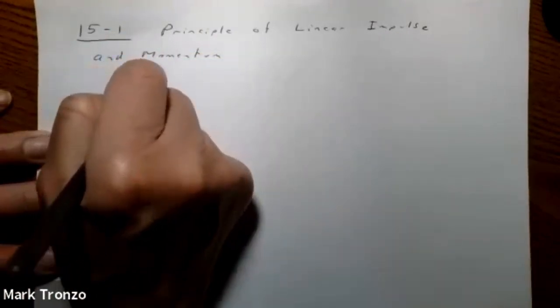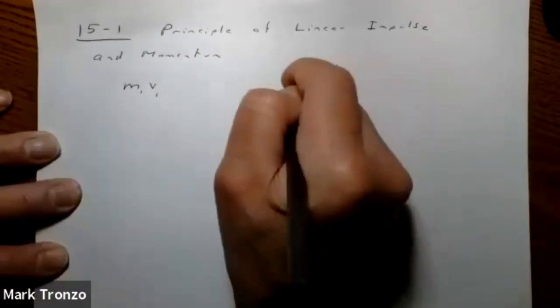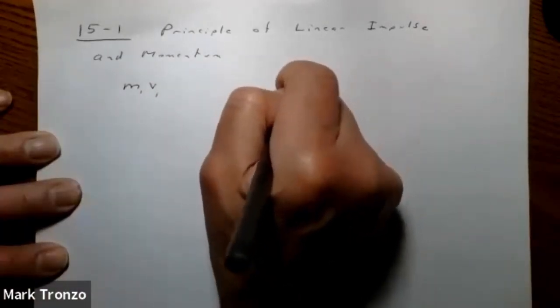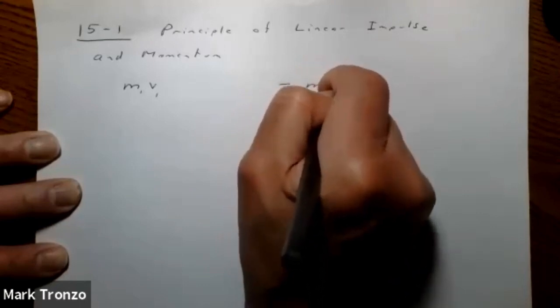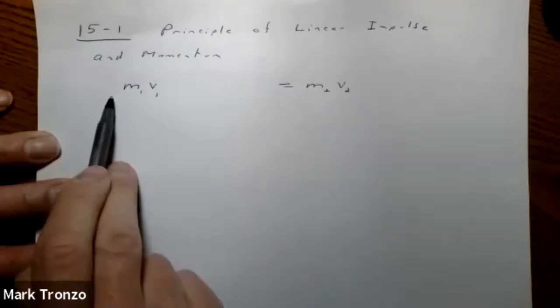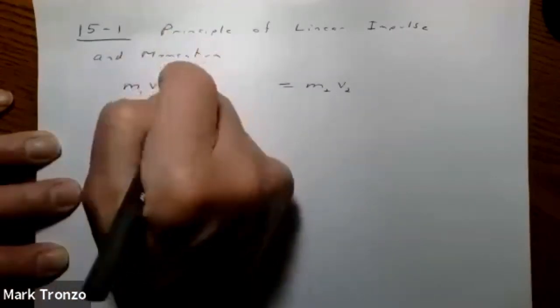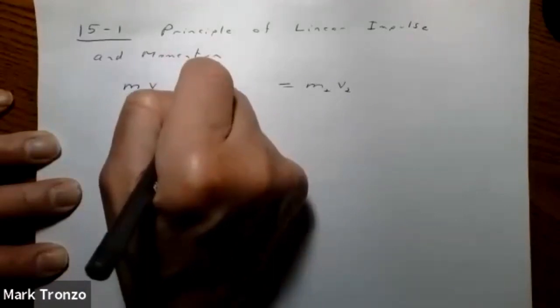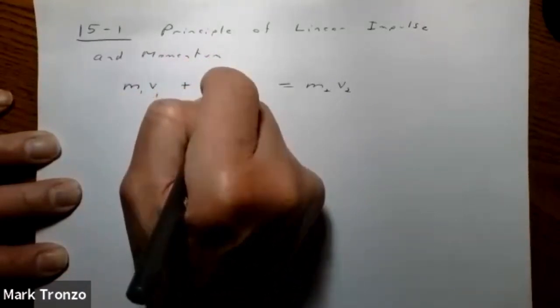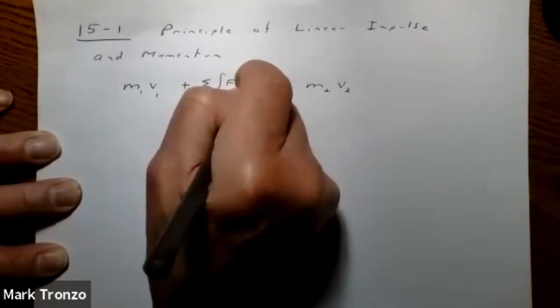It's going to be like M1 V1, and on the right-hand side, we're going to have like M2 V2. Again, that's sort of conservation of momentum, but then we're going to have impulse in between. This is going to be the summation of the integral of F dt.